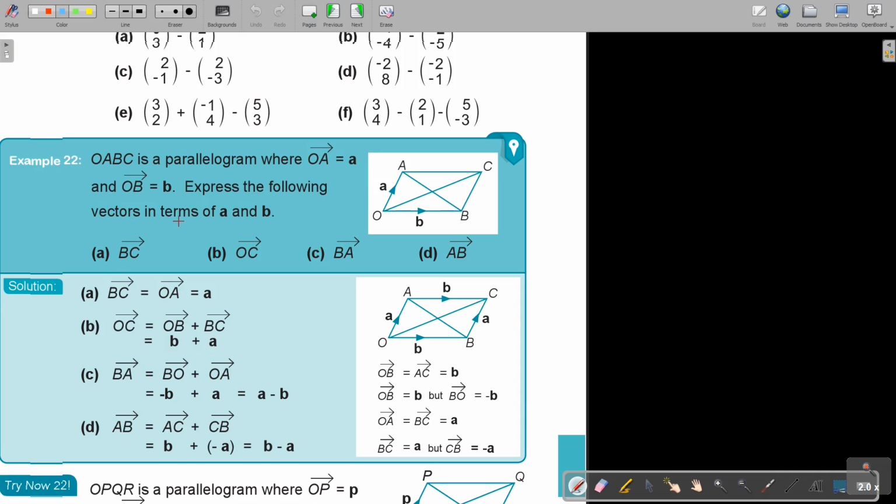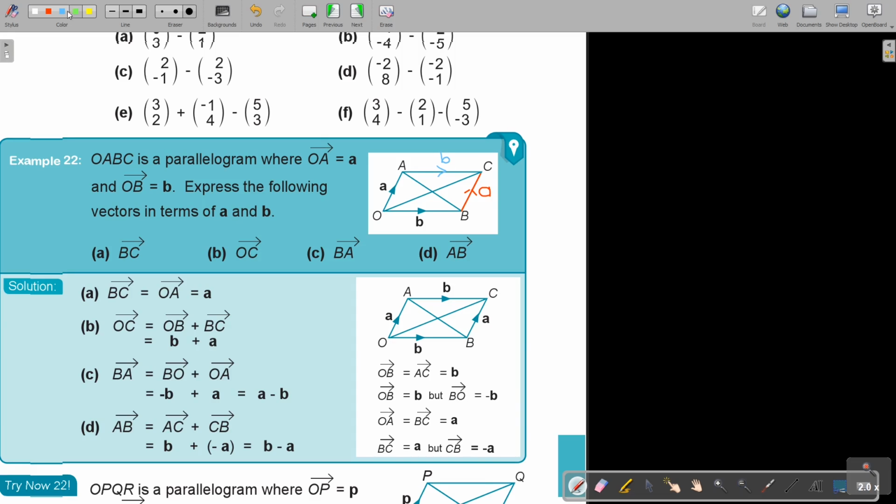Express the following vectors in terms of A and B. BC. Okay, now where is BC? Now remember, this is a parallelogram, so this is exactly the same as this. So if this is A, then what will this one also be? A. If this is A, then this will also be A. If this is B, what will that one also be? B. Just really interesting.